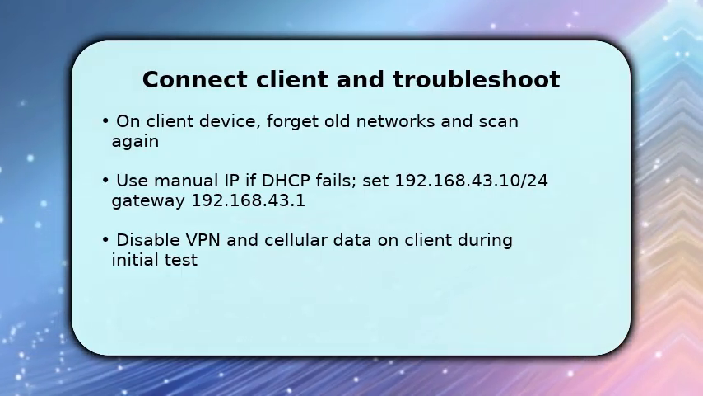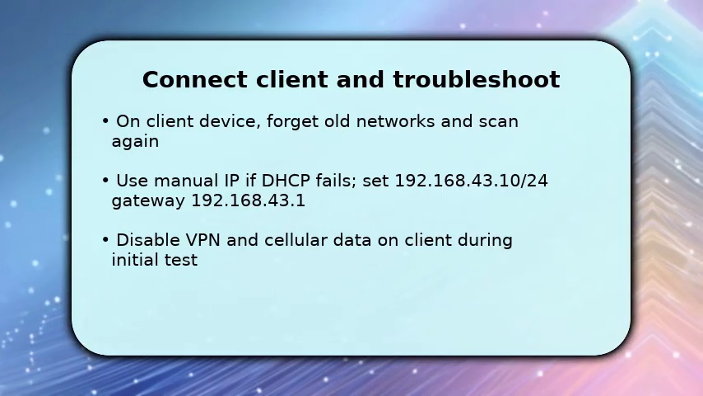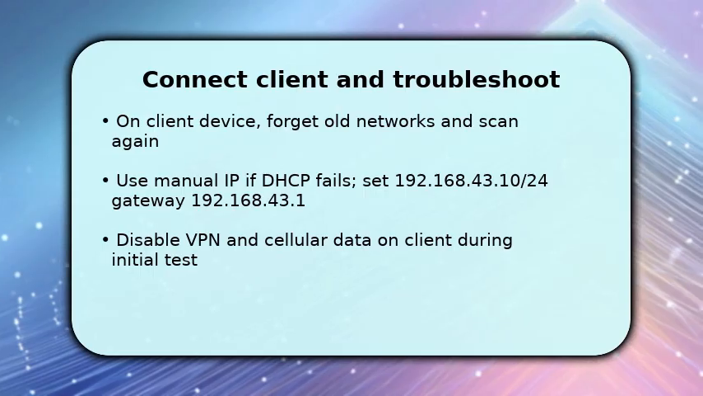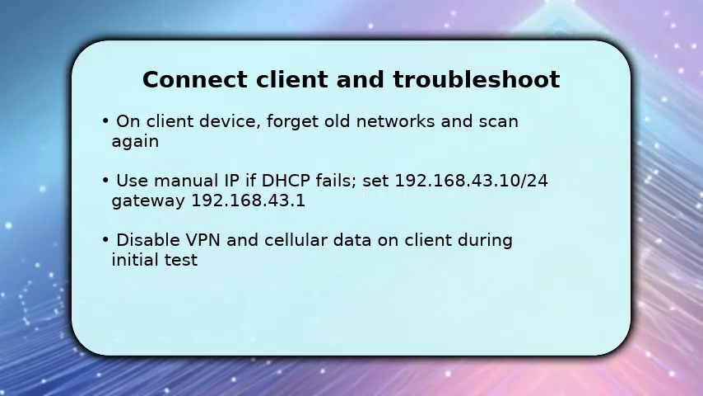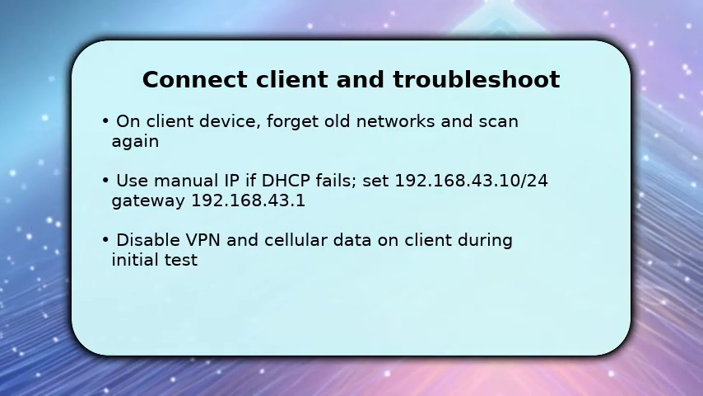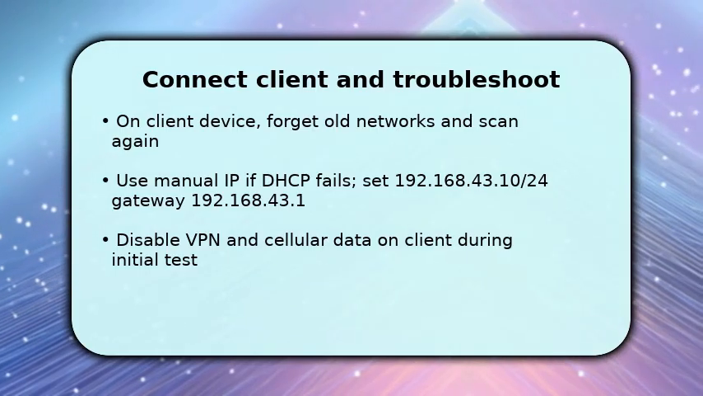If the client fails to get an IP, manually set an address like 192.168.43.10 with gateway 192.168.43.1 and DNS 8.8.8.8. DHCP issues are common.